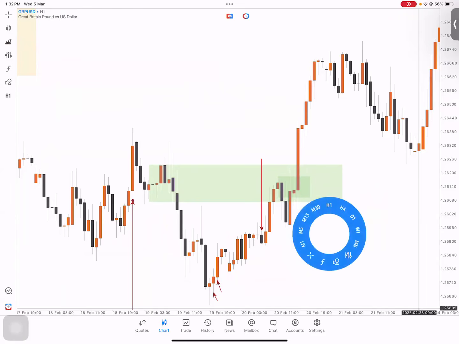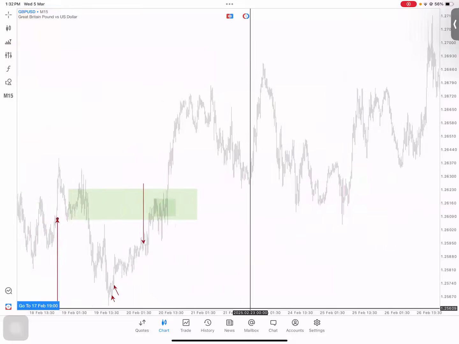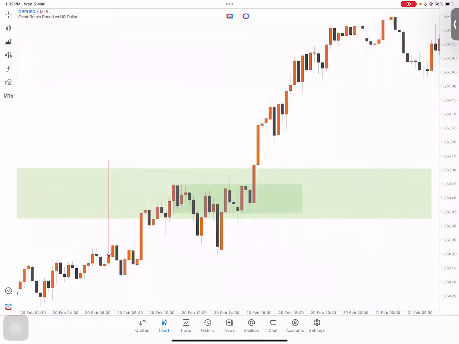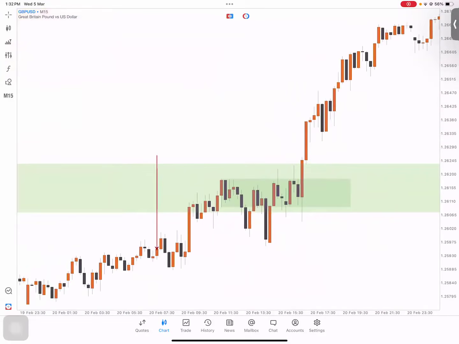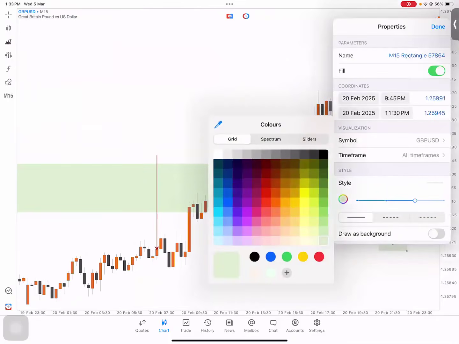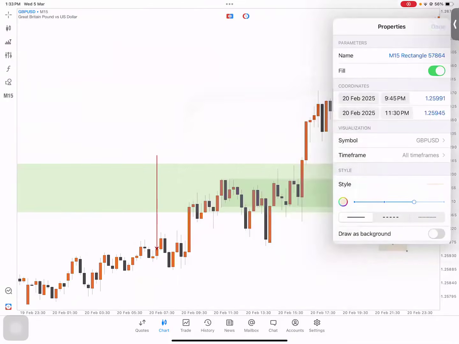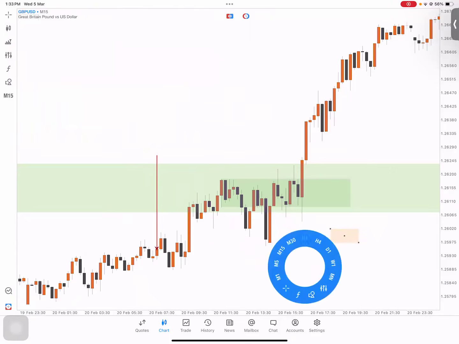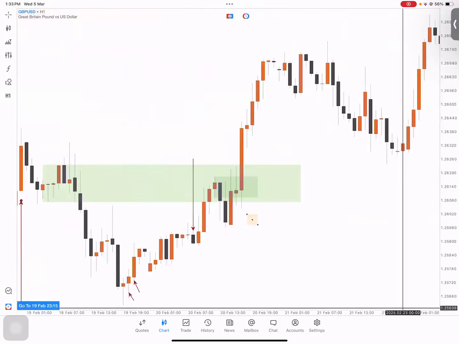Let's jump to M15. When we jump to M15, which one is the pullback? Can we go back to H1 to put a line? H1 pullback, where do you want to put it? On the pullback candle. This one or this one? No, the next one, on the right side. Yes, yes.